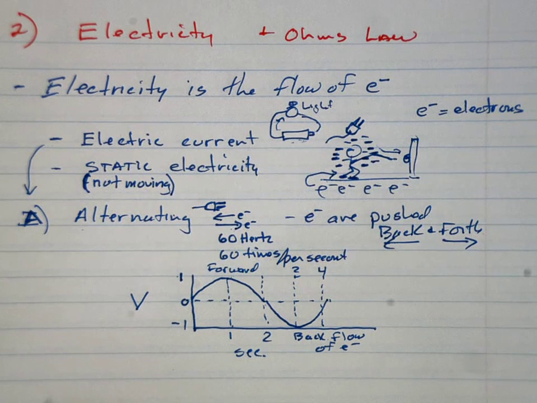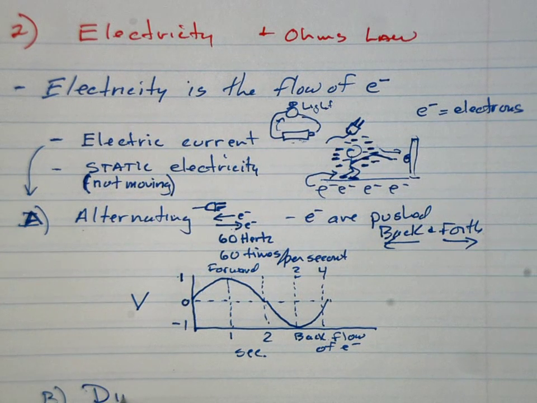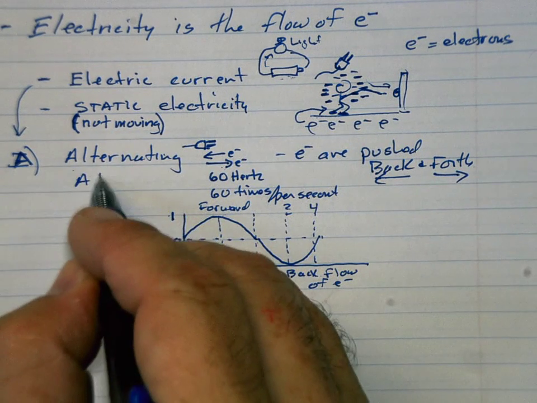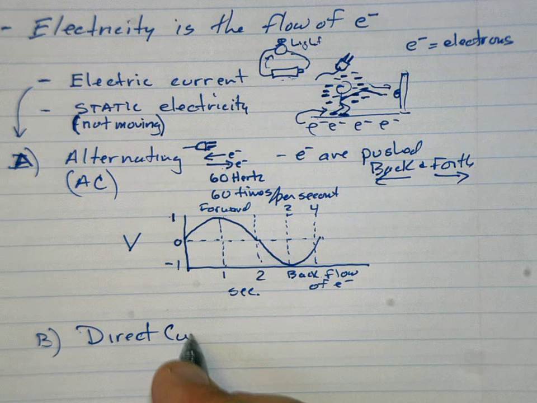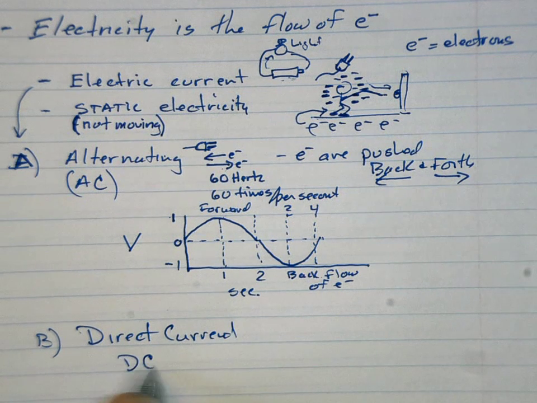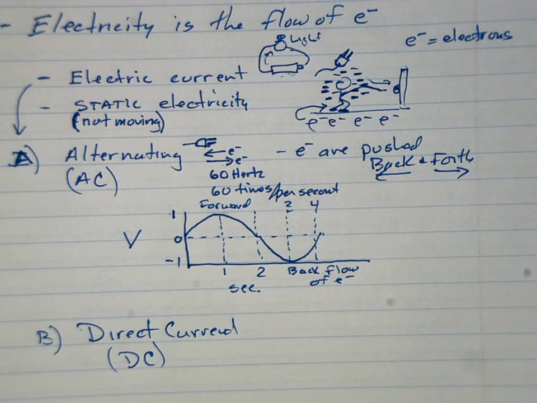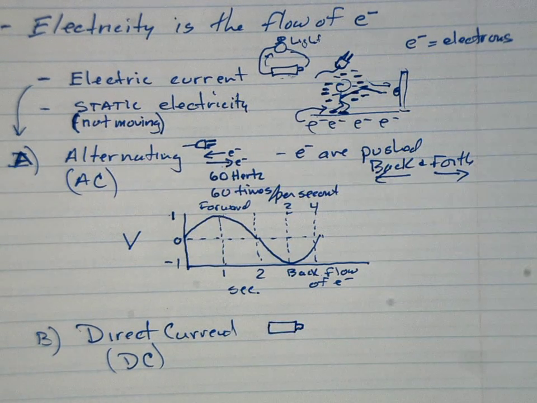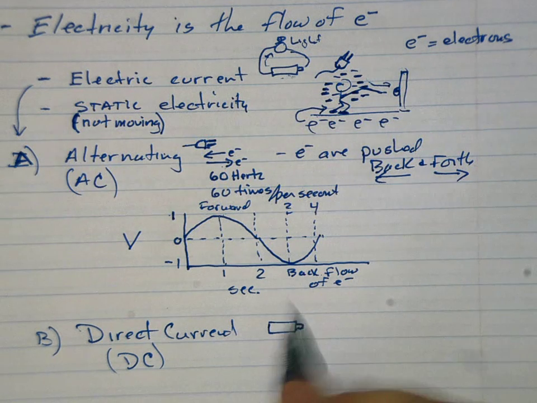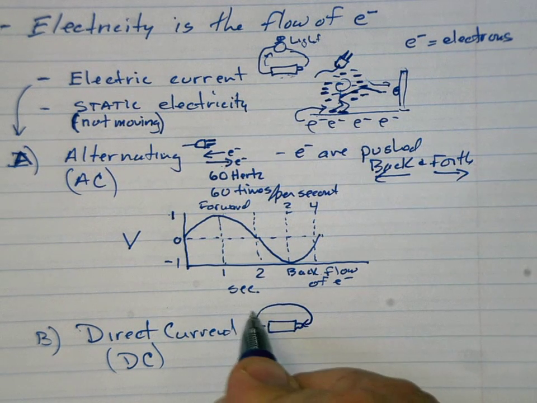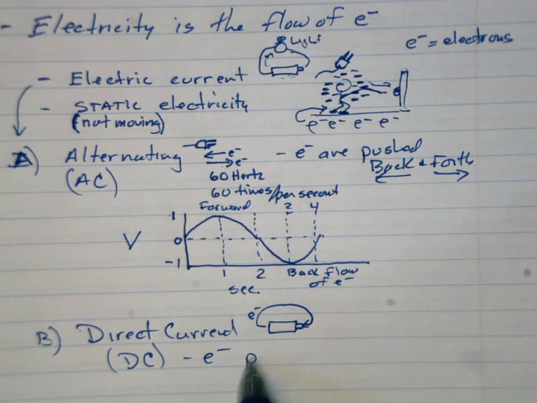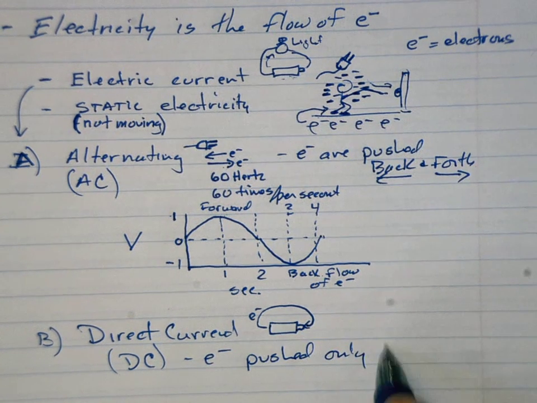The other type is called direct current, or DC. Up here is AC, and this is DC. This is what batteries do when we hook them up into circuits. So I'm going to draw a battery here that represents kind of what we're using. Because what happens is the electrons flow one direction out of the battery and back, so electrons are pushed only one direction.